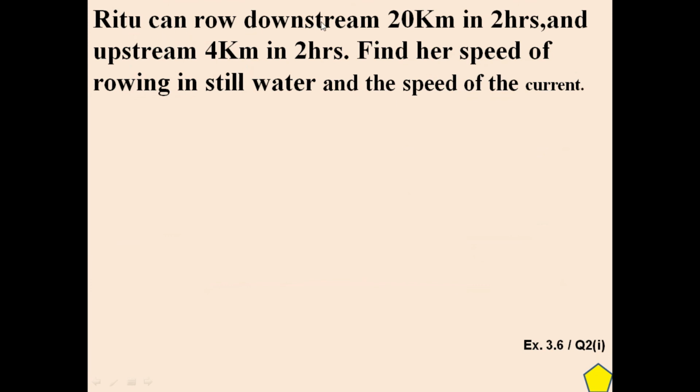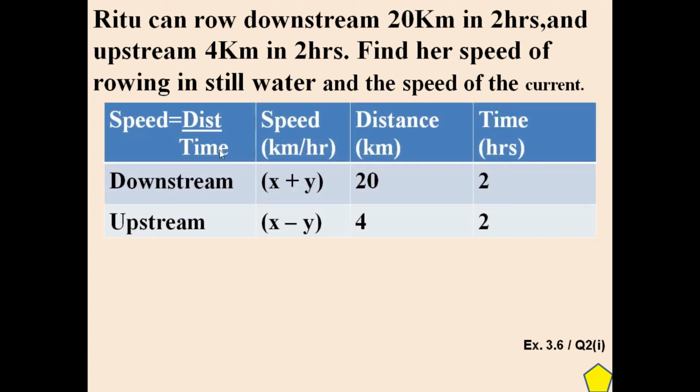Ritu can row downstream 20 kilometers in 2 hours. So let's look at a simple formula: speed is equal to distance upon time. If we are assuming that the speed of the rowing is x kilometer per hour, now rowing is as good as the speed of the boat, and the speed of the current is the speed of the water, which is y. So downstream speed is x plus y, upstream speed is x minus y.